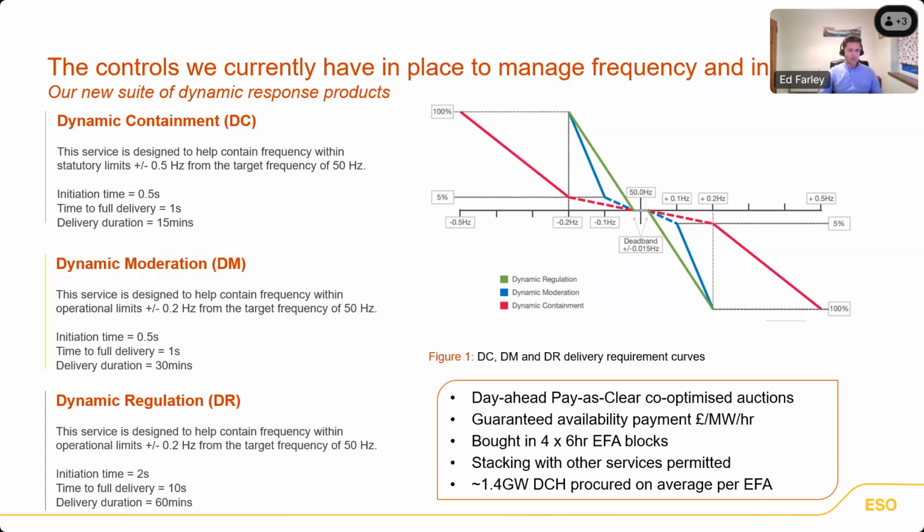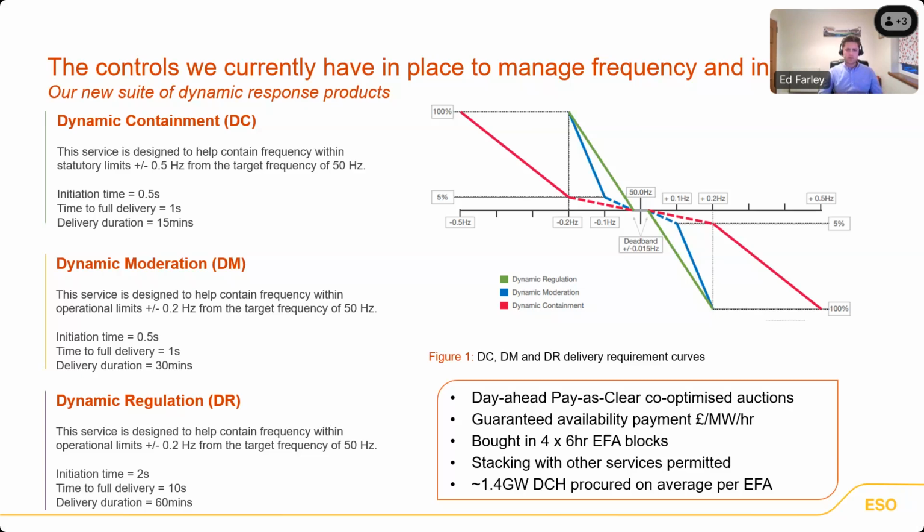To talk briefly about the products that we've designed and what they do, I've listed the three here. Also provided a diagram on the right hand side which shows how the three products interact. One thing to say to start with, in GB we have system frequency of 50 Hertz, and as the ESO we're obliged to maintain that within 0.5 Hertz. So our frequency response products have been designed with that in mind, with the inertia assumptions in the background, so that we can secure the largest loss within that threshold.